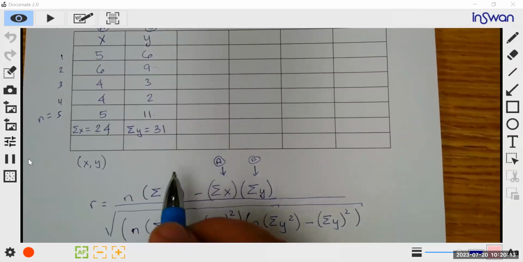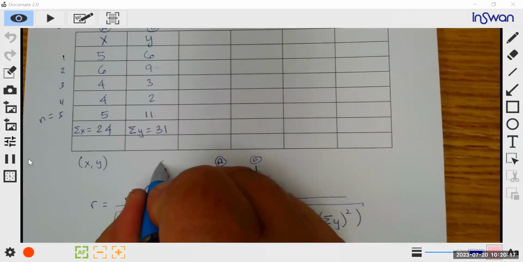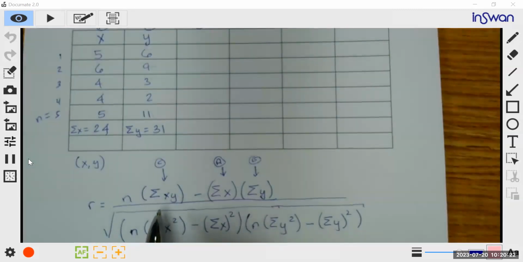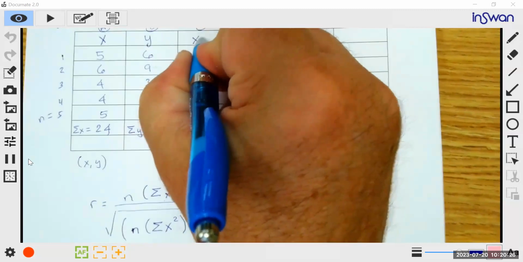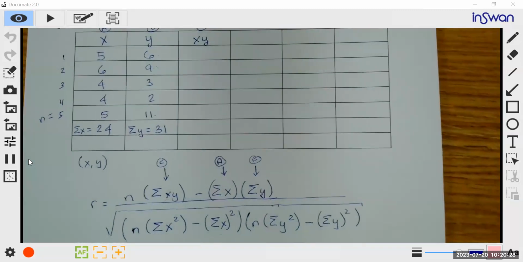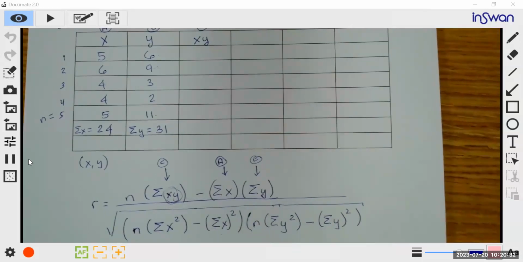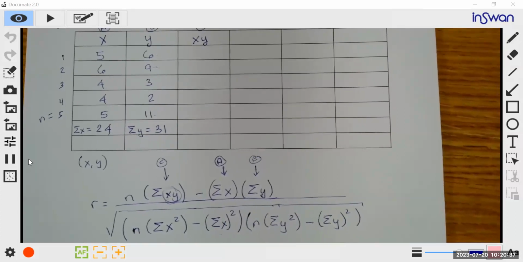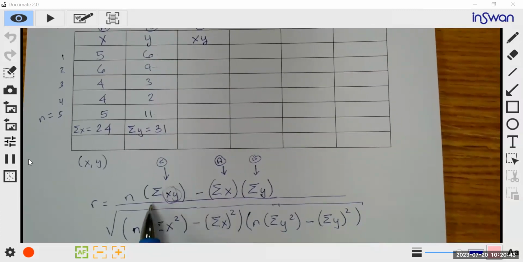Finish the top. I need to find this value. I'll call that C. So column C is going to be what? I multiply x times y, because that's what this tells me. I multiply x times y first. Order of operations has to exist. What comes first, addition or multiplication? So we multiply first, and then we add up all the numbers.